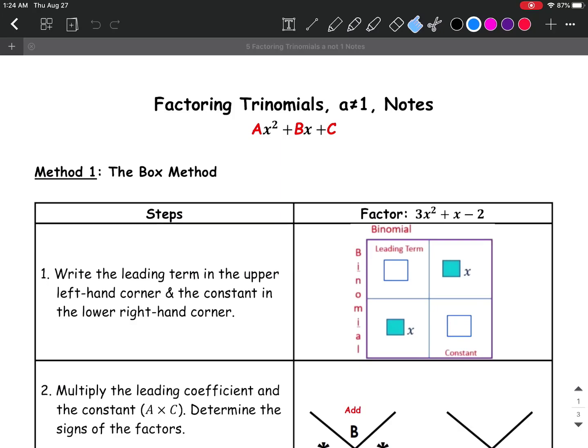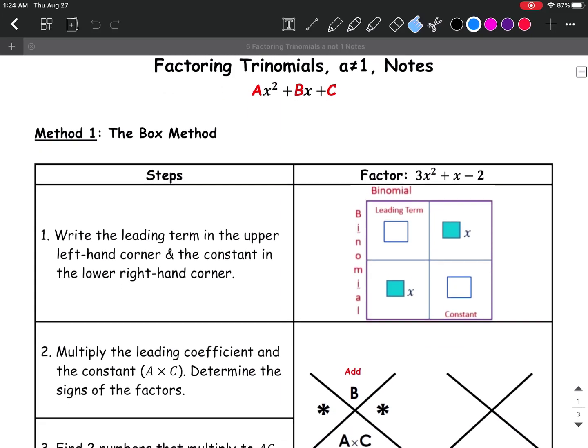So there's at least 2 methods to do these. The first one is the box method. I know a lot of you like the box method when we were multiplying, so let's see if you like the box method for factoring. So we're going to factor 3x squared plus x minus 2.